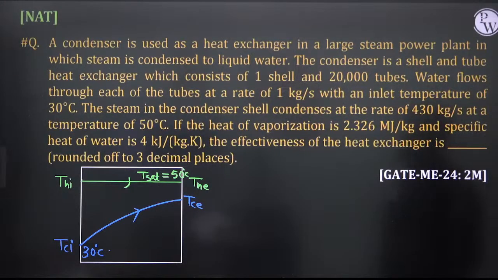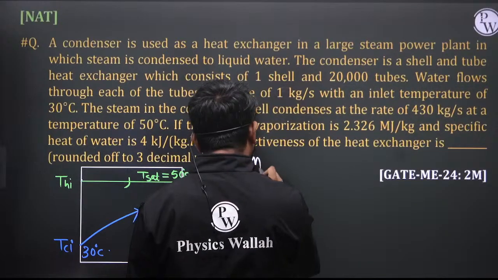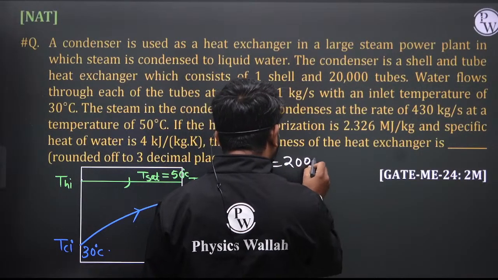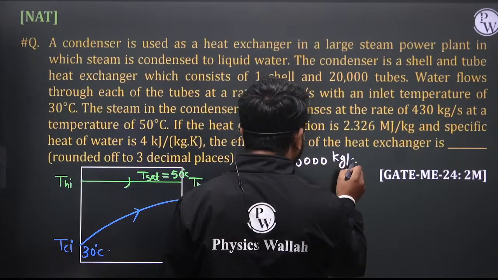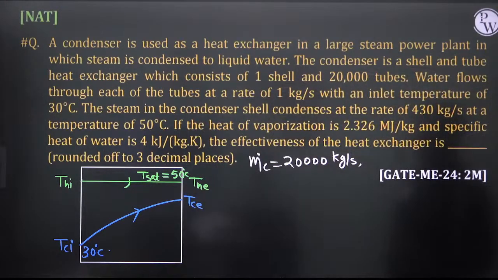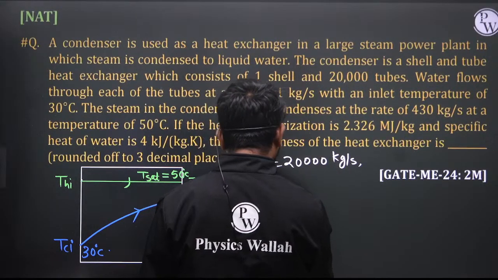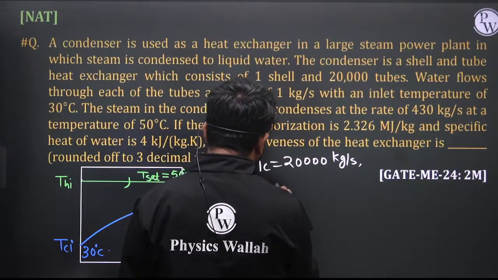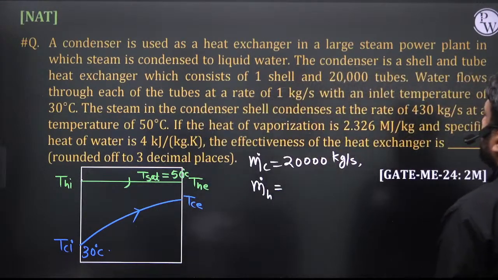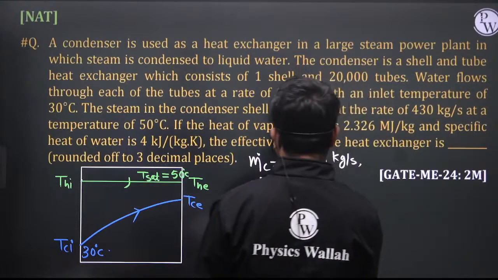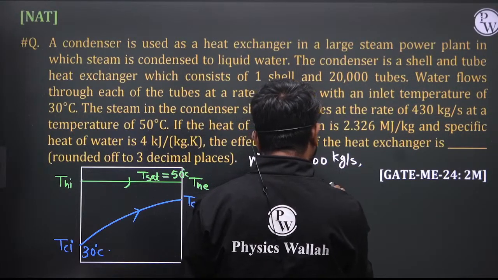Okay. Now, what is the mass flow rate of the cold fluid? In one tube, the mass flow rate is 1 kg per second, and there are 20,000 tubes. So the mass flow rate of the cold fluid is 20,000 kg per second. And the mass flow rate of steam, or hot fluid. Steam is the hot fluid. The mass flow rate of the hot fluid is 430 kg per second.